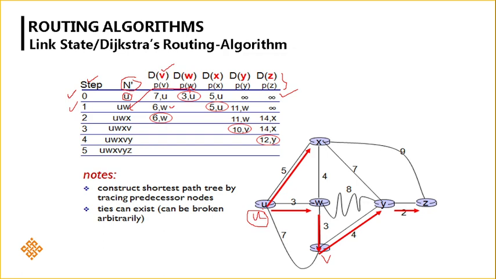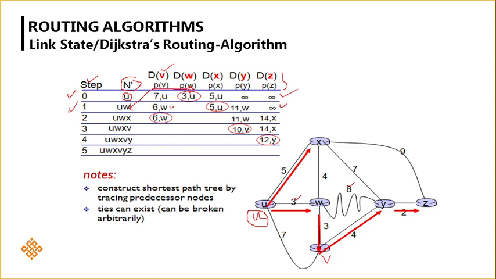Now u to y, previously there is no direct path, but now I can take the help of w. If I take the help of w, it is 3 plus 8, 8 plus 3, yes or no? It is 11, so 11 comma w, so I have written here. And u to z, still I can't find the direct path, so it is still infinity.